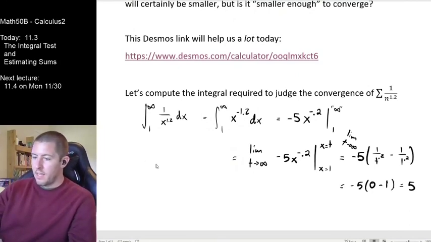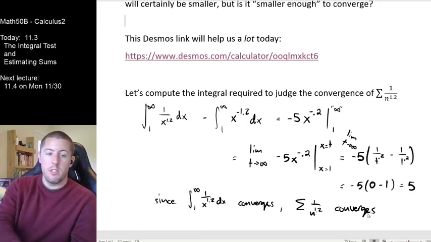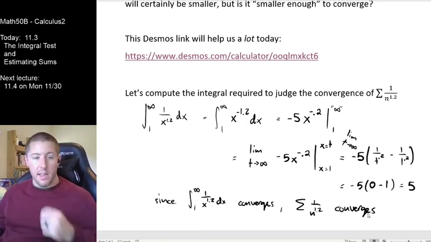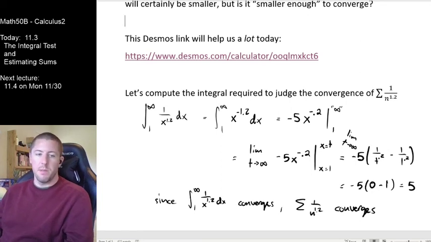And so I think I can say, since the integral converged, that sum must also converge because I can see the area that is equal to that sum is completely below the area that is equal to 5 from the integral right there.